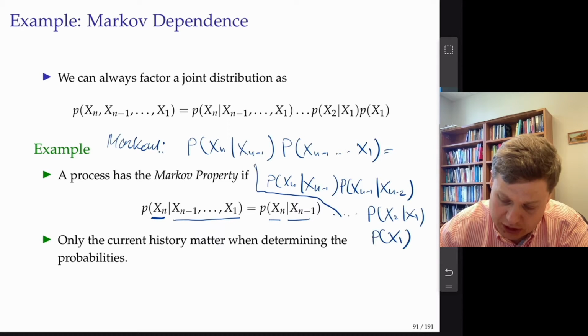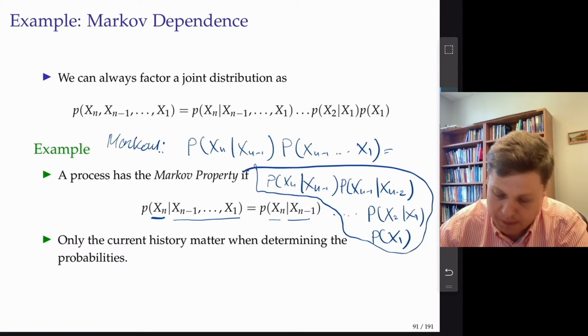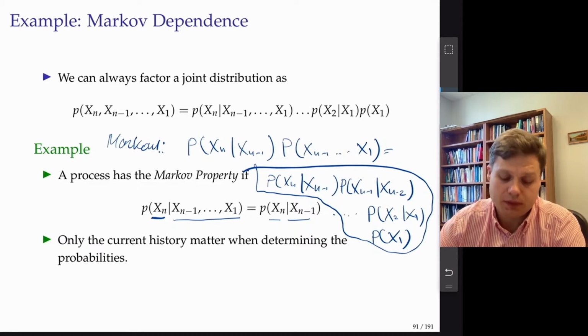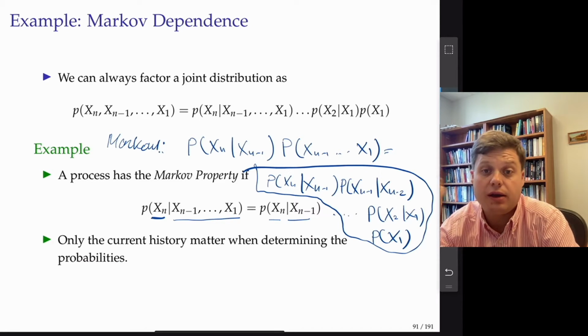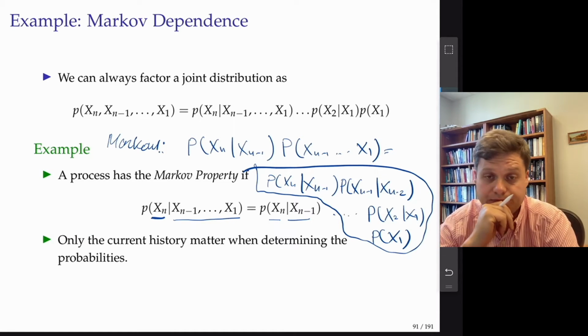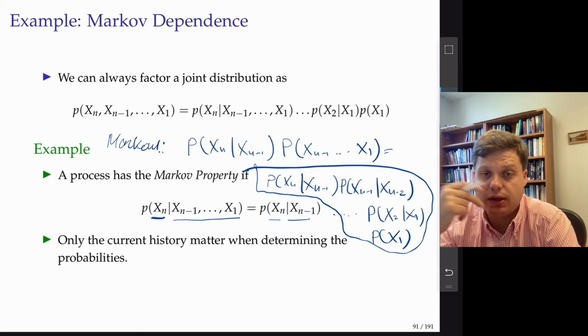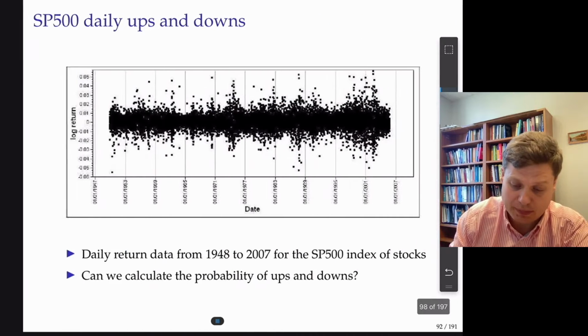So the Markov property just allows us to conveniently define those joint distributions. Essentially what happens here is that only the current history matters when determining the probabilities. In order to calculate the distribution over xn, you only need to know xn minus 1, and conditional on that you have what is called conditional independence. Conditionally, xn is independent of xn minus 2 through x1.